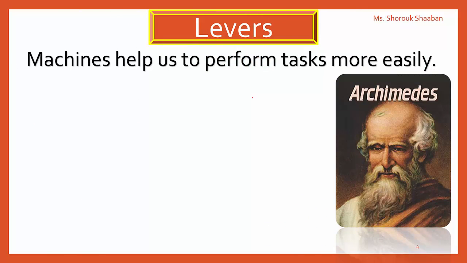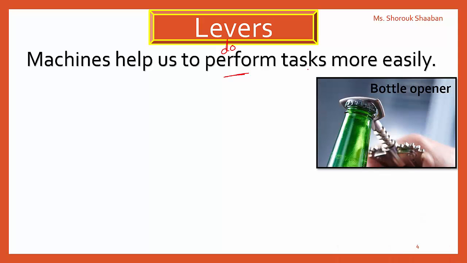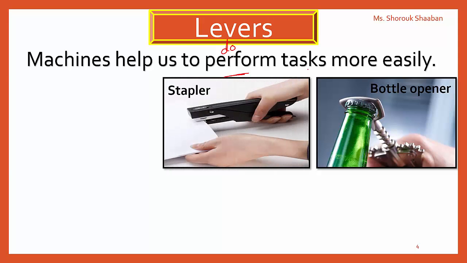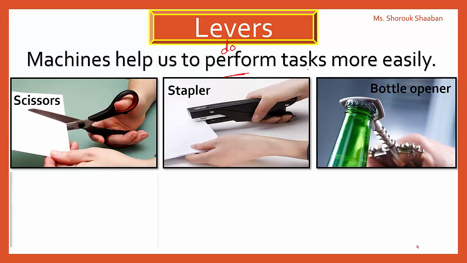Now I can tell you that levers are any machines that help you to perform, which means to do, tasks or your work more easily. So again, levers are machines that help us to perform tasks more easily. Let's see, like what? Like a bottle opener that helps us to open the bottle. With my hand, of course, it's difficult. Like the stapler, like scissors to cut things.